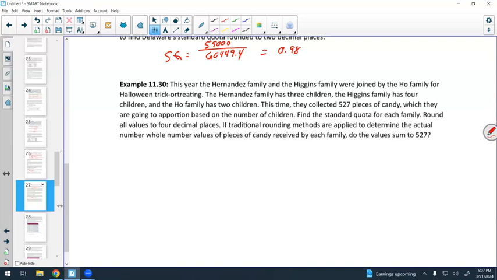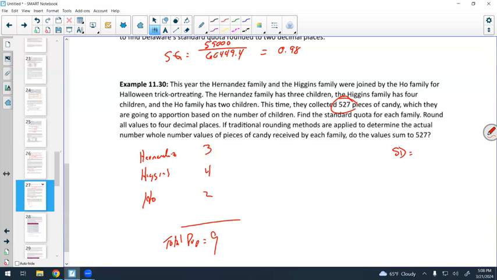So let's start with our 3 families. We have Hernandez, we have Higgins, and we have Ho. Hernandez has 3, Higgins has 4, Ho has 2. So our total population is 9. Our number of seats, our number of pieces of candy, is 527. So our standard divisor is 9 divided by 527. I actually went to 5 decimal places: 0.01708.